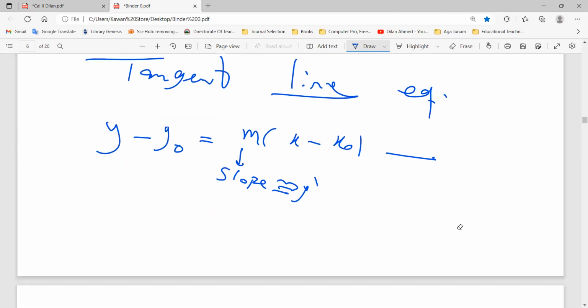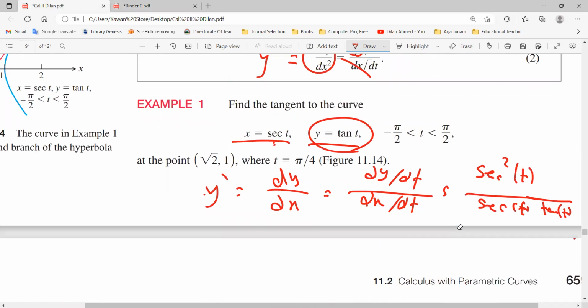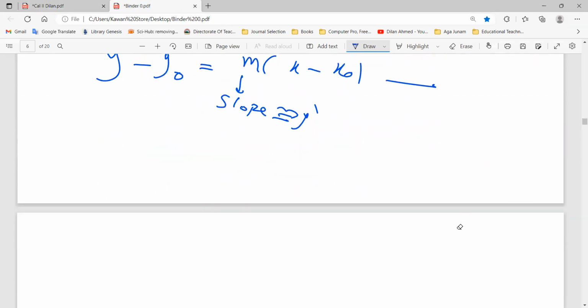So you can see we have what? They give us the 2 points. So this is x naught and y naught. Also we have t is pi over 4. So that means find the slope at t equal to pi over 4.